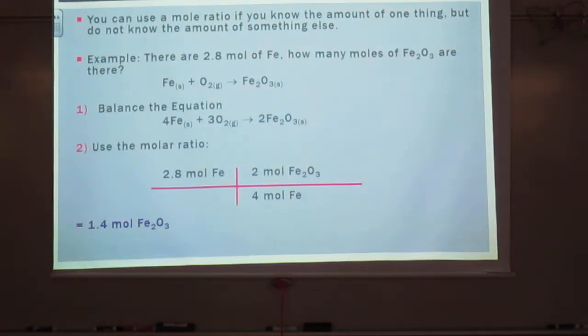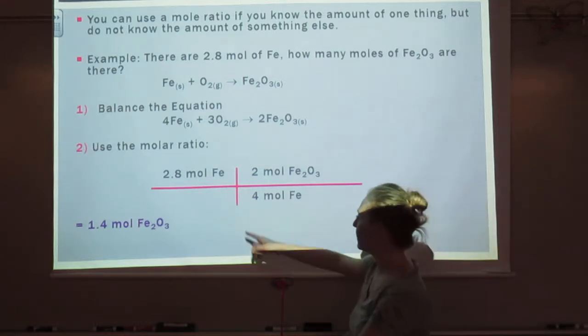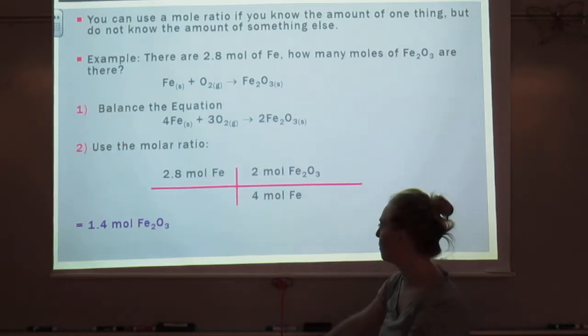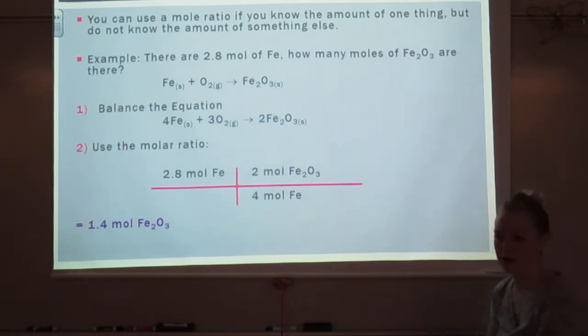If you do plug it into your calculator, 2.8 times 2 divided by the 4, and just note that I have it set up here differently than we've had it set up in the past. You can put the line here, that's how I was taught, but you can always put the multiplying sign here like we've been using most of the time in class. The answer would be 1.4 moles of iron trioxide, and that's just because of the ratio.